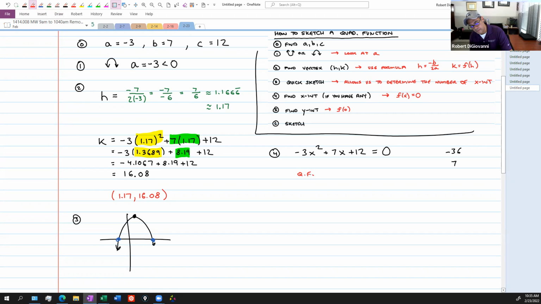Quadratic formula: X equals negative b plus or minus square root, all that stuff. I'm not going to write the formula down again. I'm just going to go straight to this. Negative b plus or minus the square root of b squared, which is 7 squared, that's 49, minus 4 times a, which was negative 3, times c, which was 12, all of it divided by 2 times a.